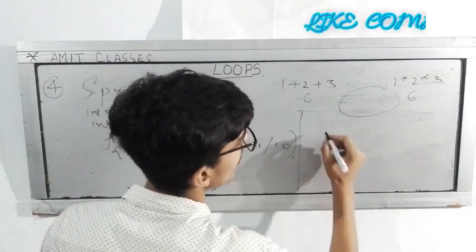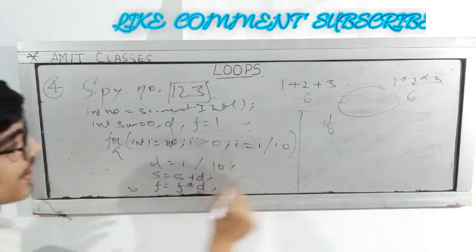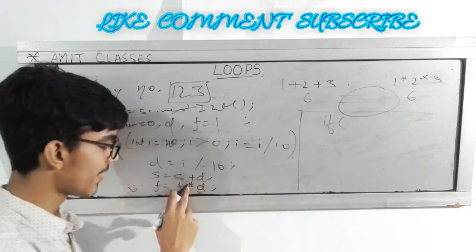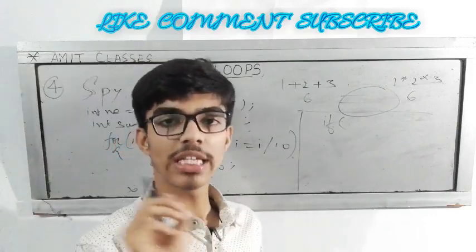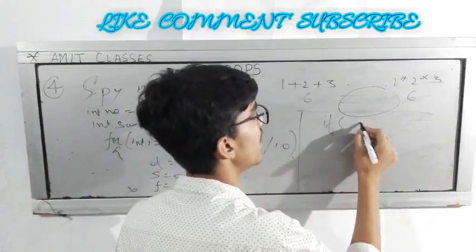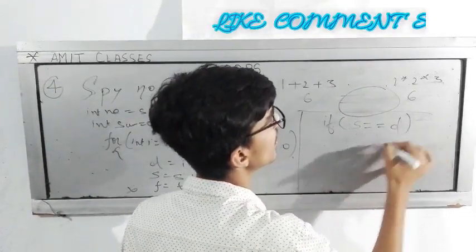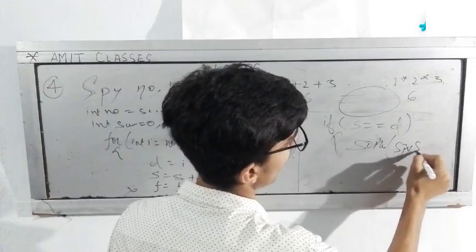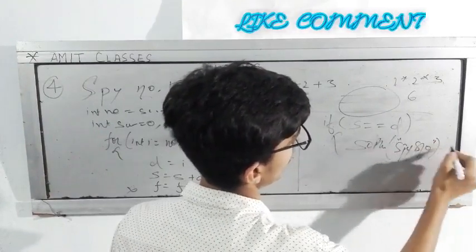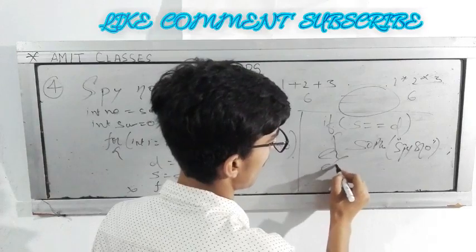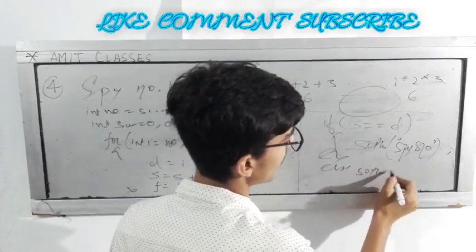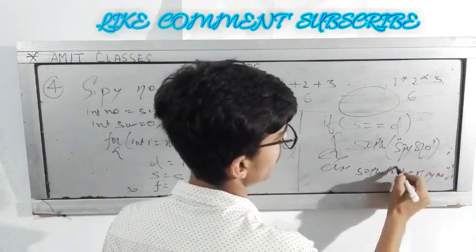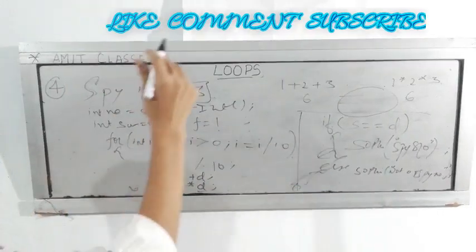So after this, if we have closed the for loop here, after this if we have here s and here f, so now we have to equalize both. So for this we will write if s is equal to f, then SOPLN SPI number, else SOPLN not a SPI number. So this was the program.